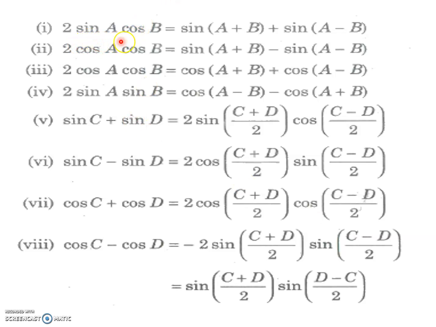2 sin A into cos B is equal to sin A plus B plus sin A minus B. 2 cos A into sin B is equal to sin A plus B minus sin A minus B. 2 cos A into cos B is equal to cos A plus B plus cos A minus B. 2 sin A into sin B is equal to cos A minus B minus cos A plus B.